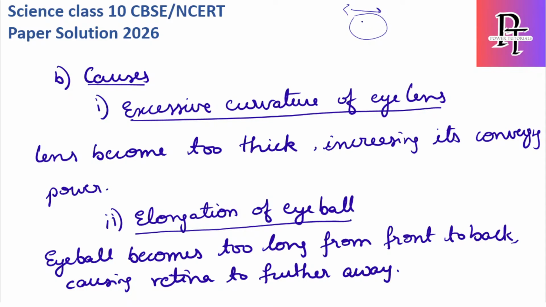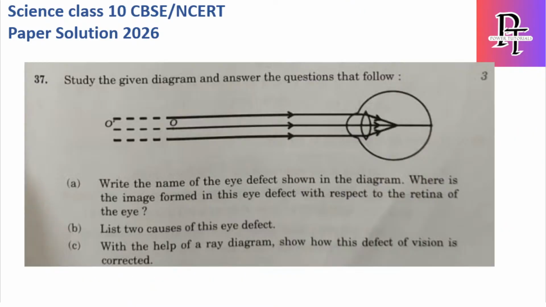And the first condition is only the lens becoming too thick, increasing the converging power. So the converging becomes much faster, and instead of falling on the retina, the rays converge closer. So these are the two causes, where the converging can become more, or the eyeball can become a little lengthy.